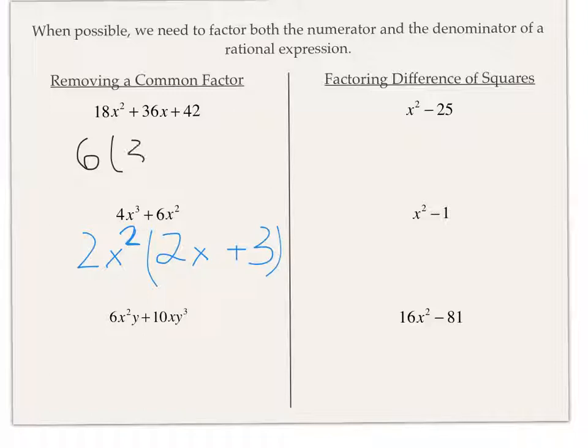Then in the brackets, it would be 3x squared plus 6x plus 7. Okay, sorry, it's a little messy. It's my stylus's fault. Okay, and that's it.